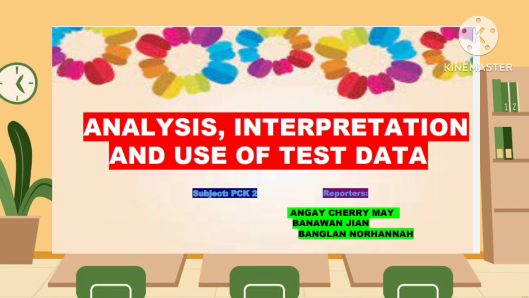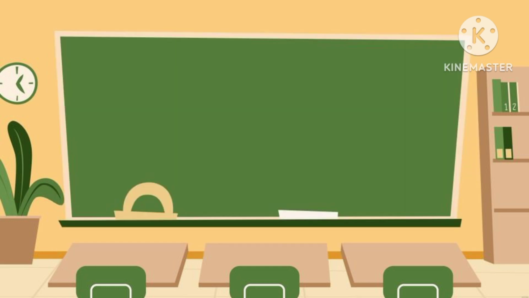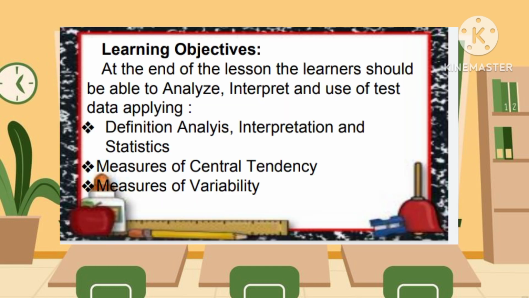Our topic for today is all about the analysis, interpretation, and use of data. So, our learning objectives are: at the end of the lesson, the learner should be able to analyze, interpret, and use data when applying the definition of analysis, interpretation, and statistics, the measures of central tendency, and the measures of variability. So let us hear now the first reporter, Mrs.